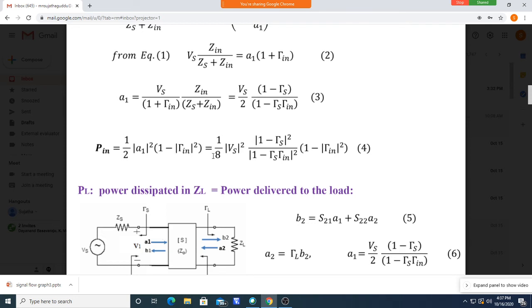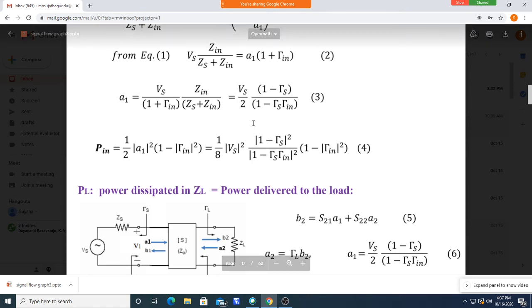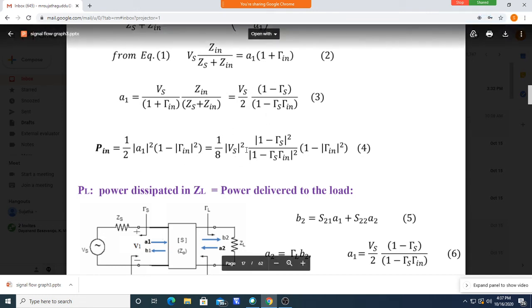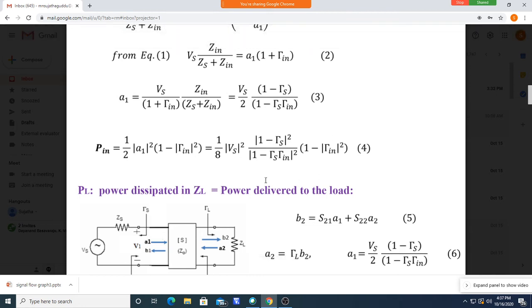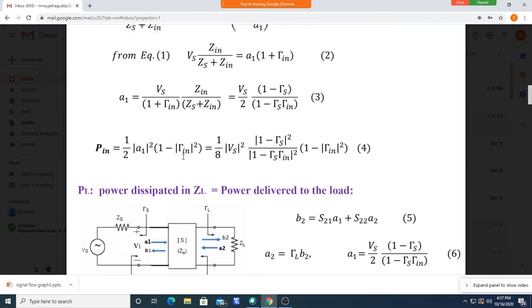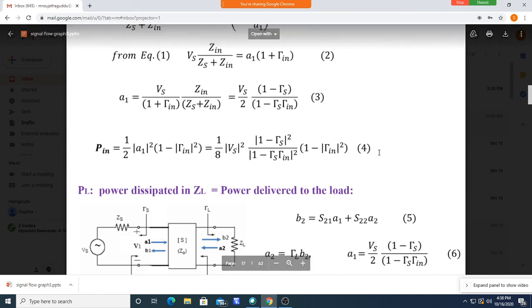Now substitute the value of A1, which we got here. Substituting this A1 in this equation, you will be getting this equation. Because of the Vs magnitude squared, there is a 2, multiplied by 4, since A1 is squared, we get 4 into 2, 8. The term (1 minus Γs) is also magnitude squared, and this term remains the same. So we get PIN equal to this, equation 4.